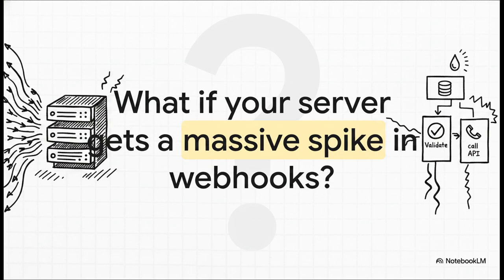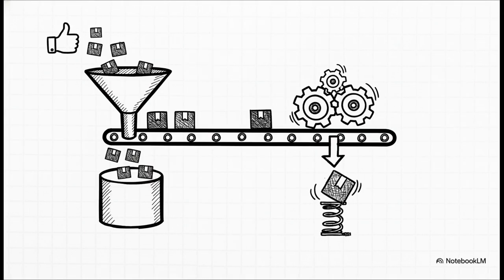Let's say your server processes every step of an order synchronously. It validates the payload, writes to the database, calls 3 other APIs all at once. Suddenly, a marketing campaign goes viral, and you get a massive spike in webhooks. A simple synchronous handler will quickly buckle under that kind of traffic. You'll get timeouts, dropped events, the whole shebang. To survive, you have to decouple the process.